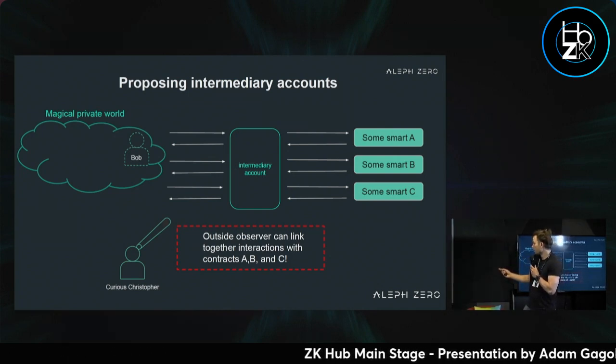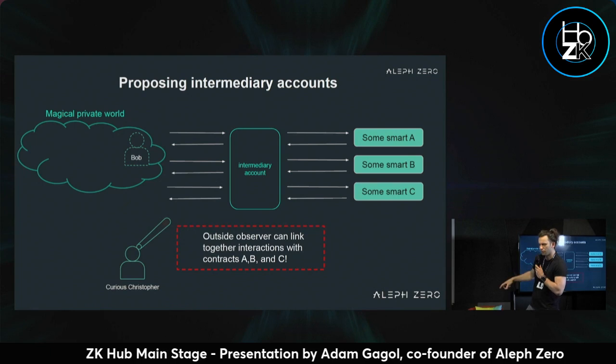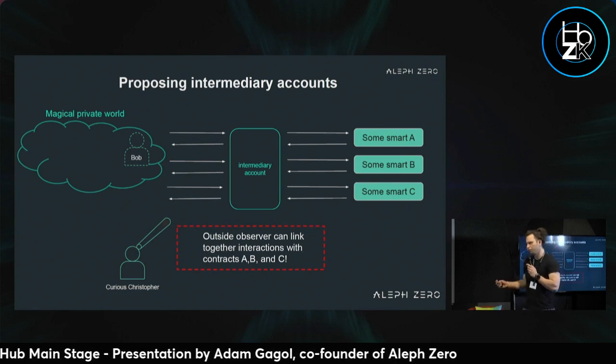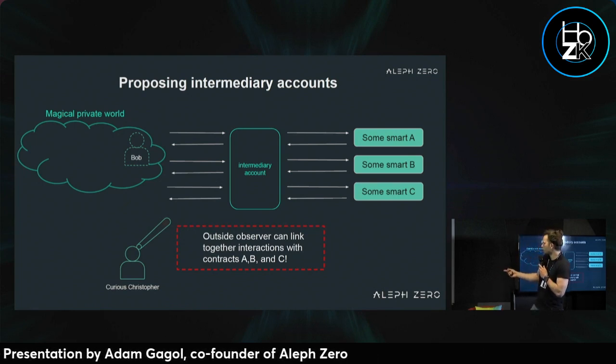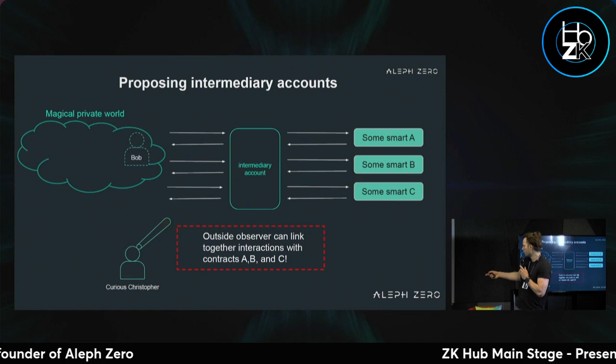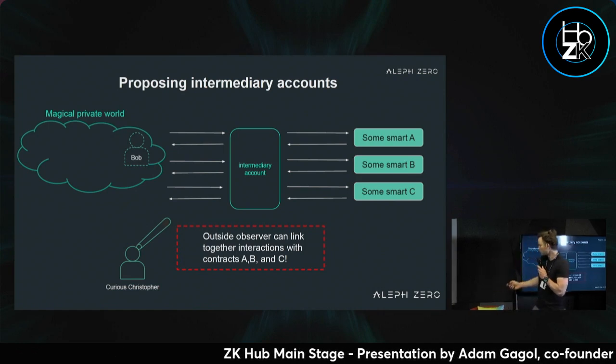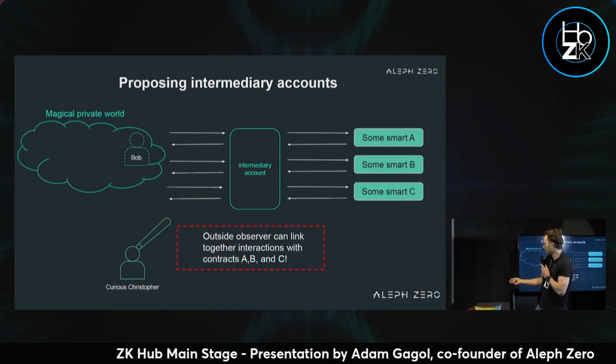What's unfortunate here is that all these interactions can be linked by any outside observer. So this is only an illusion of privacy. If we do it like that, all the actions we ever do in DeFi can be linked together and can be linked to a single user. So, well, this is clearly bad.